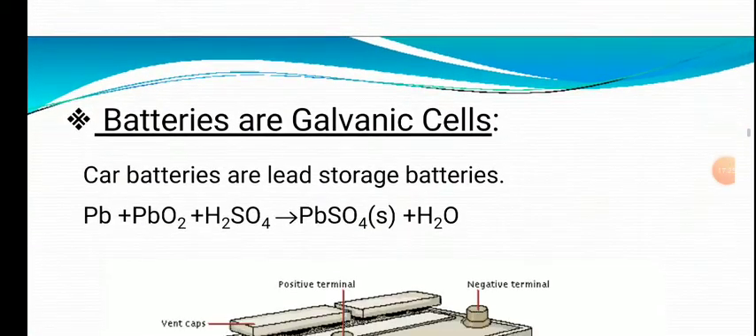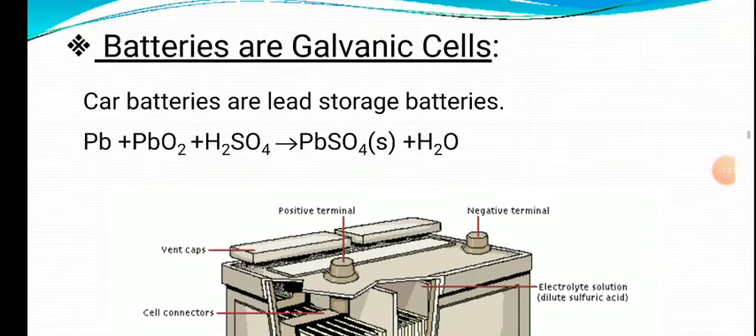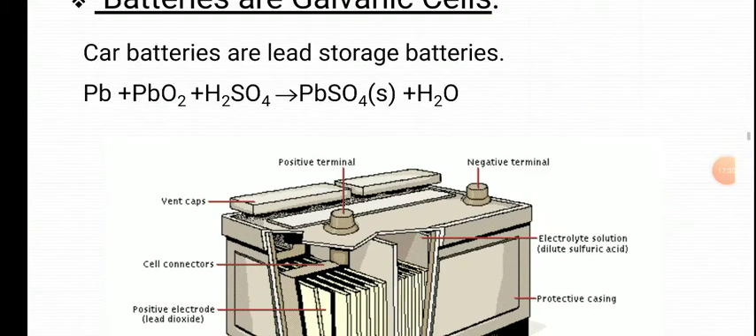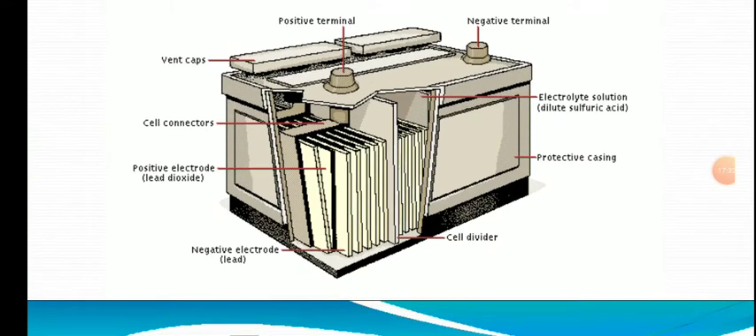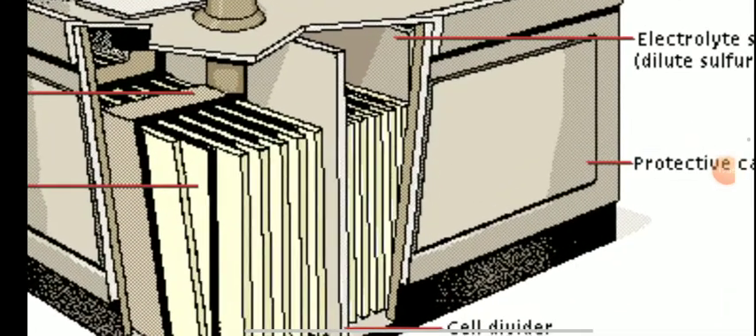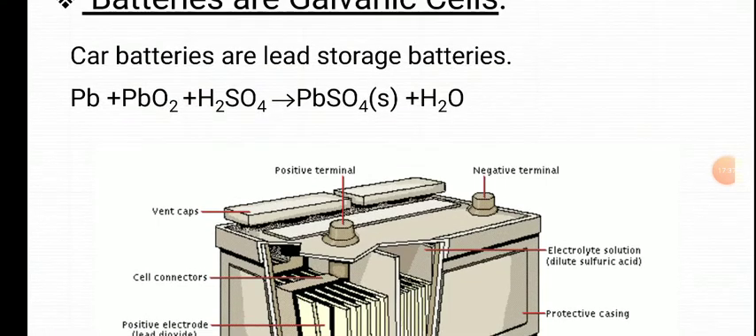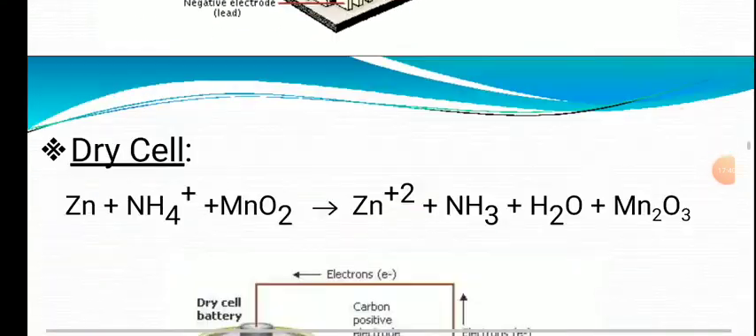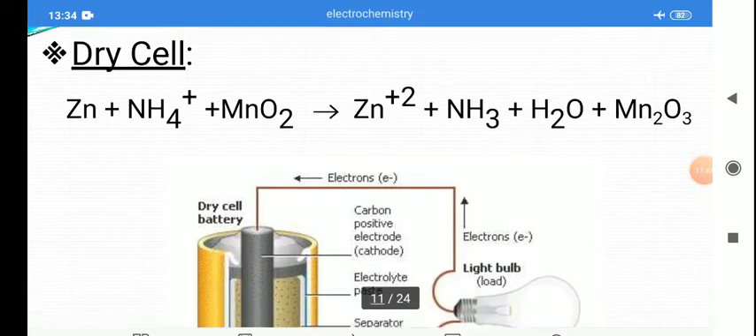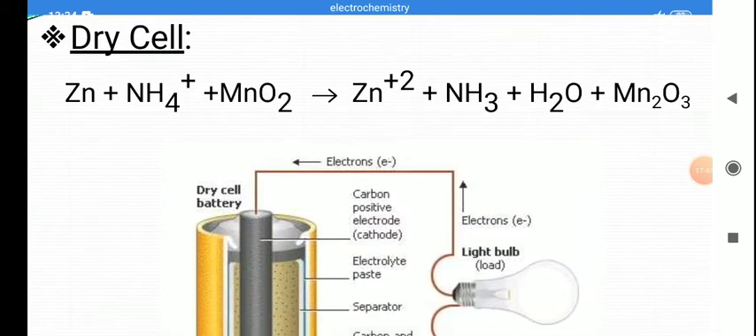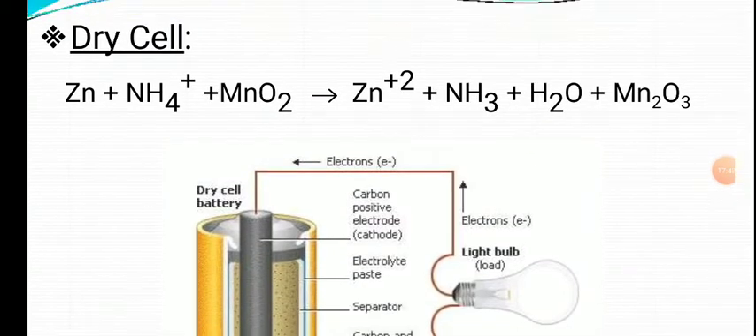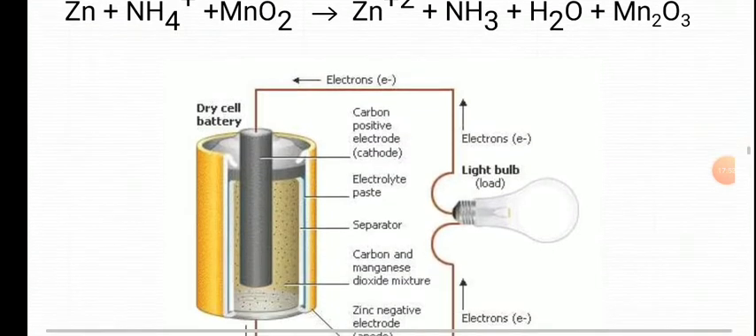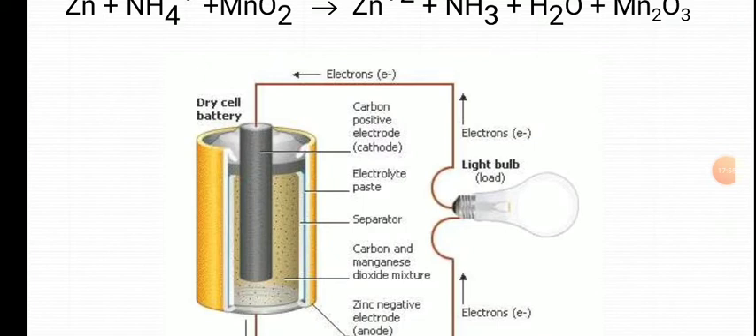These batteries are galvanic cells. This is a lead battery, and this is the representation of the lead battery, and this is the ultimate reaction of the lead battery. The dry cell batteries are what we actually use as pencil batteries, etc., and by using them we can get some light by using a bulb.